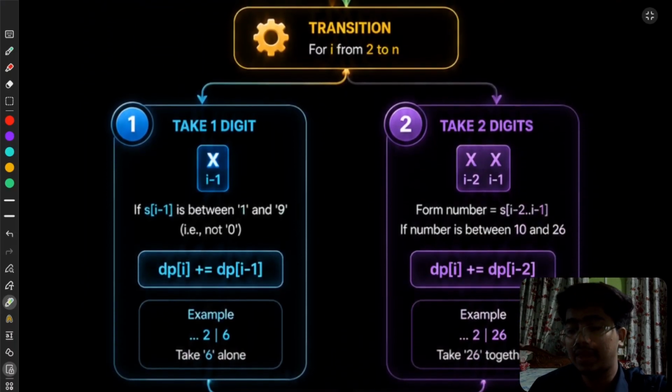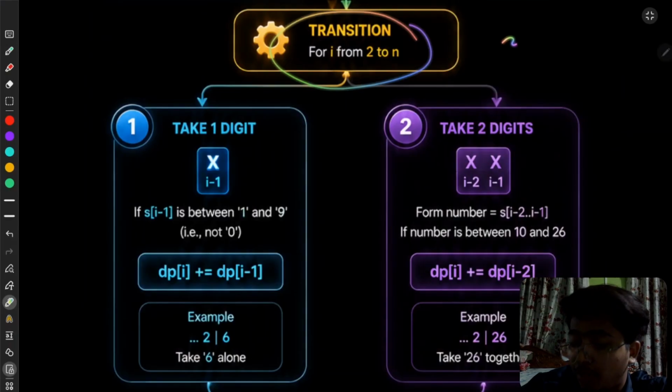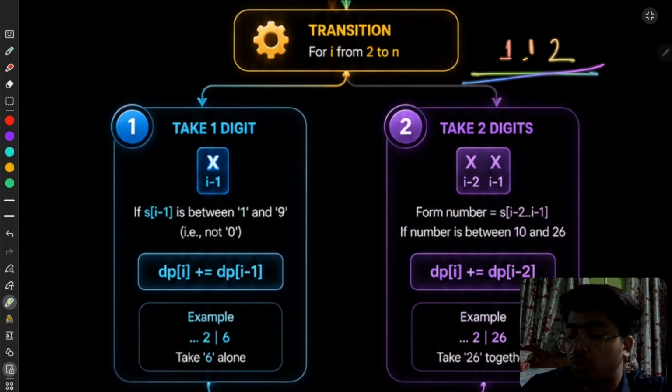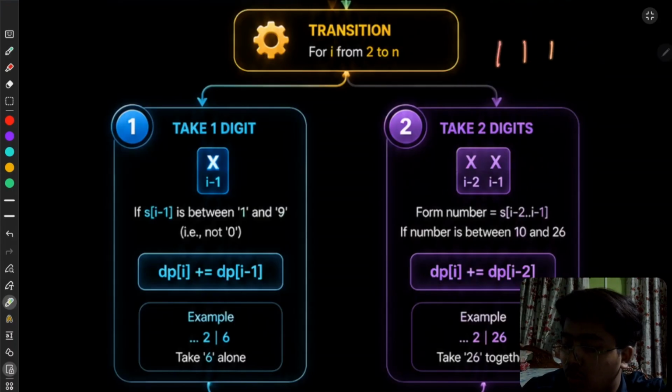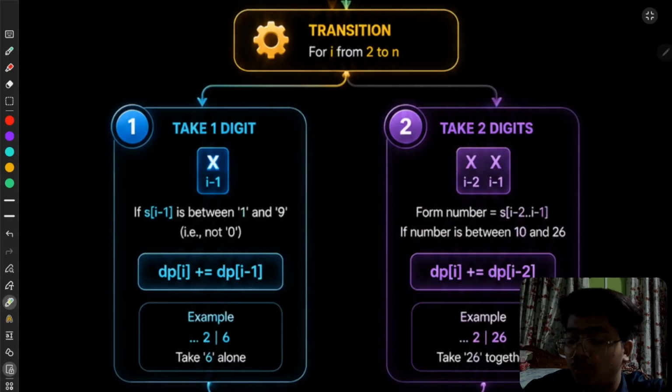Now the transition begins. We start performing the transition operation for I from 2 to n. Suppose there were a problem like 112. For simplicity and programming understanding, we begin from 2, so that we can take previous values from this range. When this is 1 1 2, it makes one contribution when we take one digit, and when we take both digits, we take 2 digits. So based on the conditions, we move to 1 and 2 digits.